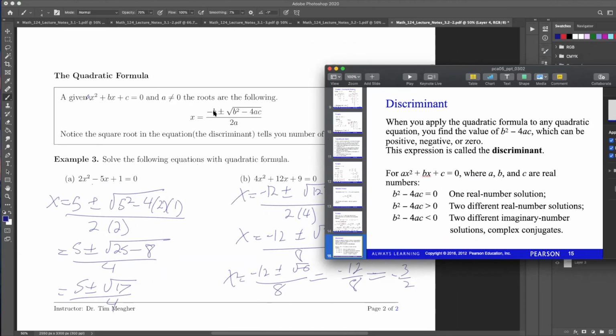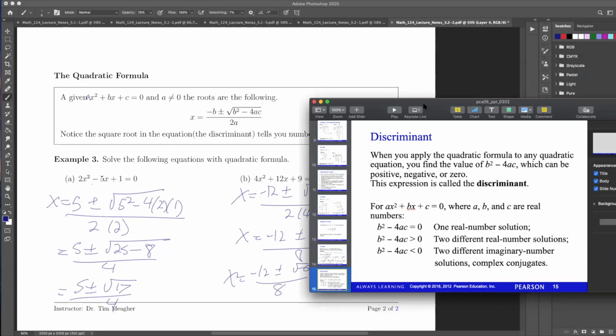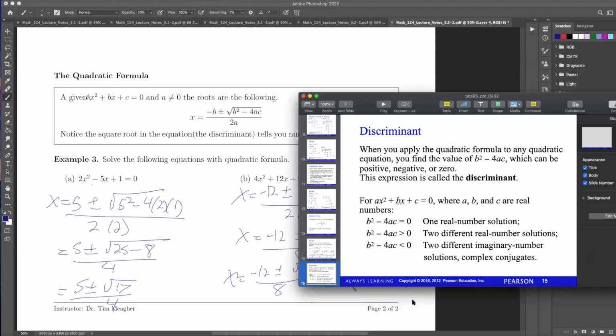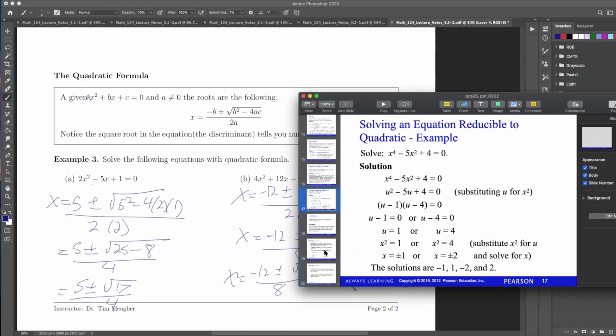So what's under this discriminant right here tells you the number of solutions you have. And I just thought the PowerPoint did it nicely when I was flipping through, just reviewing. Now the rest of it, we'll skip, right? We're not doing math via PowerPoint. I didn't do this with you. I'll do this in the extra notes.